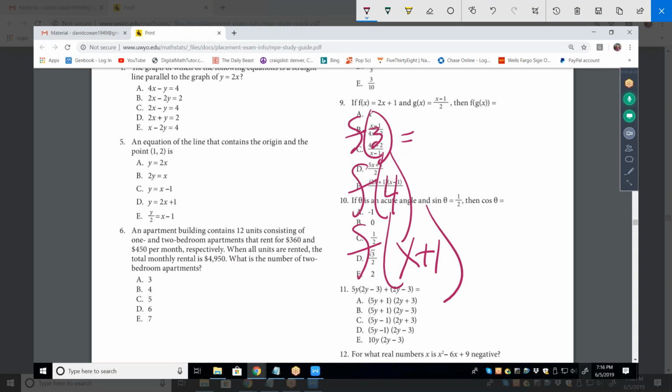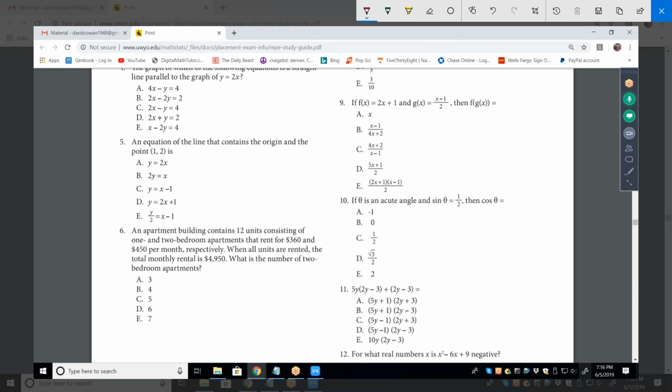Yep. In other words, the rule is whatever is in the parentheses, you substitute for x. Okay? Now, what we had was f of x minus 1 over 2. So that's what we have to solve.